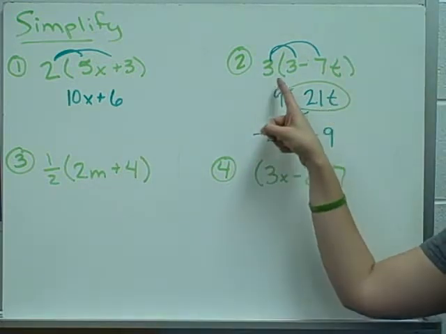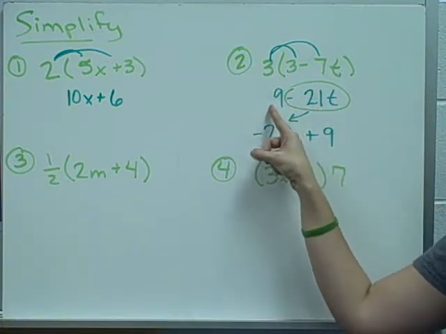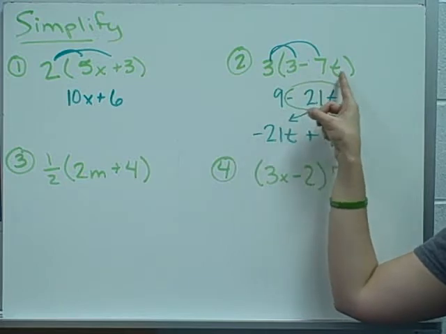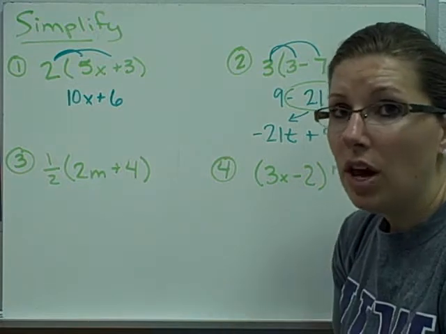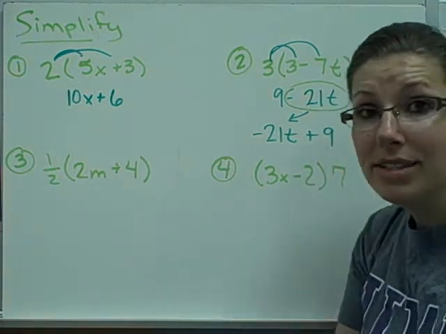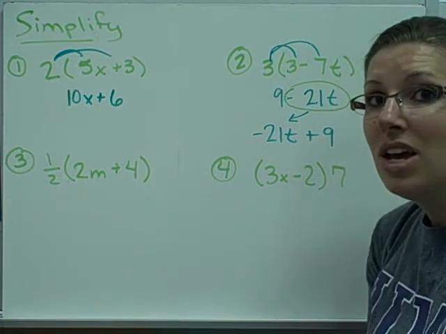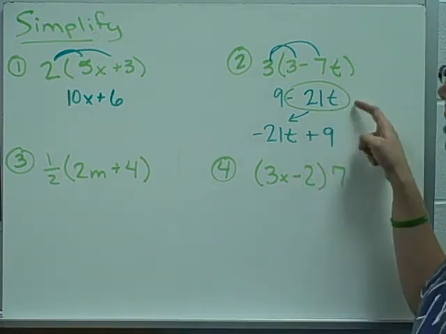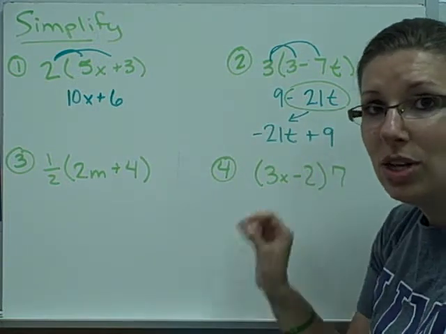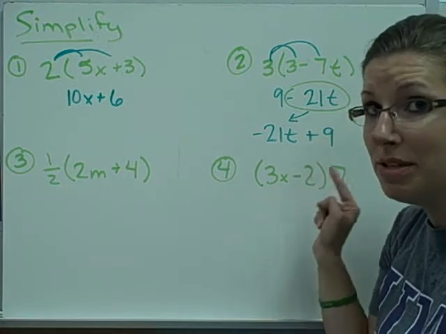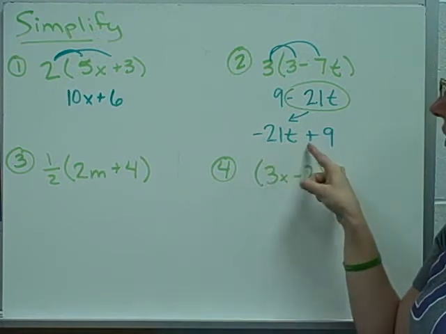Over here, 3 times the quantity of 3 minus 7t. So I do 3 times 3, which is 9. 3 times minus 7t is minus 21t. Remember in the first video, you were told that my answer needs to be in alphabetical order with the constant coming last. So in this case, that's what we're doing. We're just taking our term, minus 21t, because when I circle a term, I circle the operation symbol that comes in front of it, and I move it to the front.